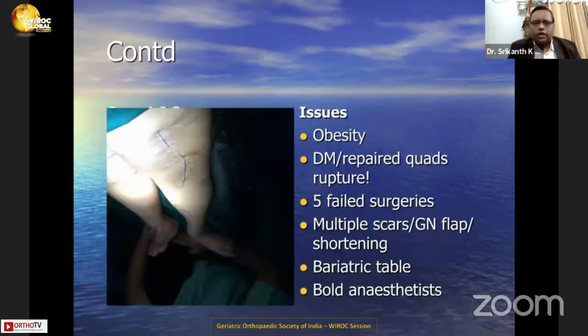The issues were morbid obesity, diabetes, repaired quadriceps rupture in one of the surgeries, osteoporosis, 5 failed surgeries, multiple scars. In the last surgery, the surgeon was not able to close the wound, so I had asked a plastic surgeon to bail him out with a gastrocnemius flap. So I knew that if I needed plastics in the knee, I had only one head of the gastrocnemius left. She needed a bariatric table, and she had a shortening of 1 inch, which I'm demonstrating there, and a bold anesthesia.